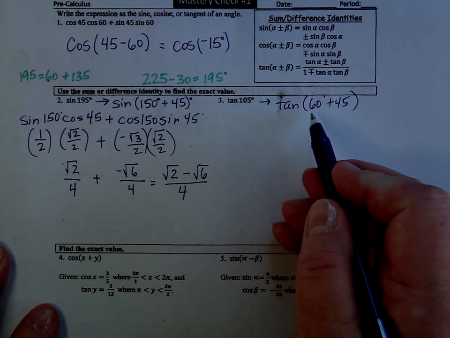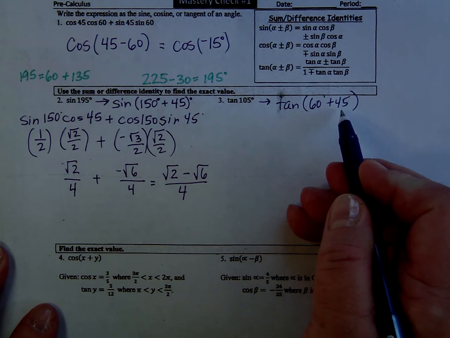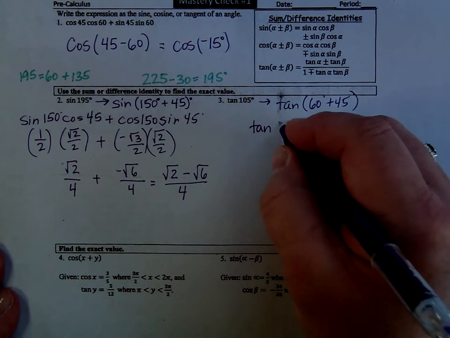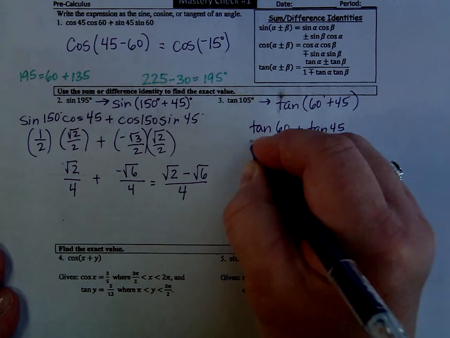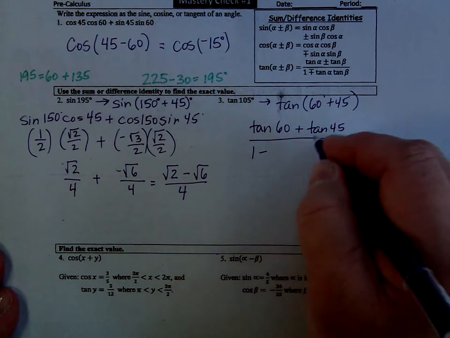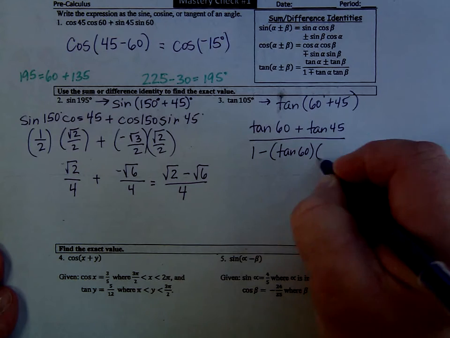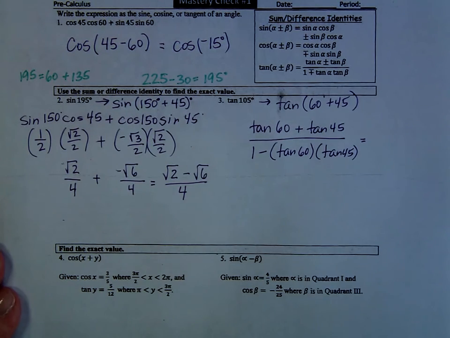So I'm going back to my chart and I see if I have a tangent of A plus B, it's going to be a fraction where it's the tangent of A, 60, plus the tangent of B, which is 45, over 1 minus these two things multiplied together. So tangent of 60, tangent of 45. So you expand it using your rule, using the identity. And then I'm going to replace it using the chart.